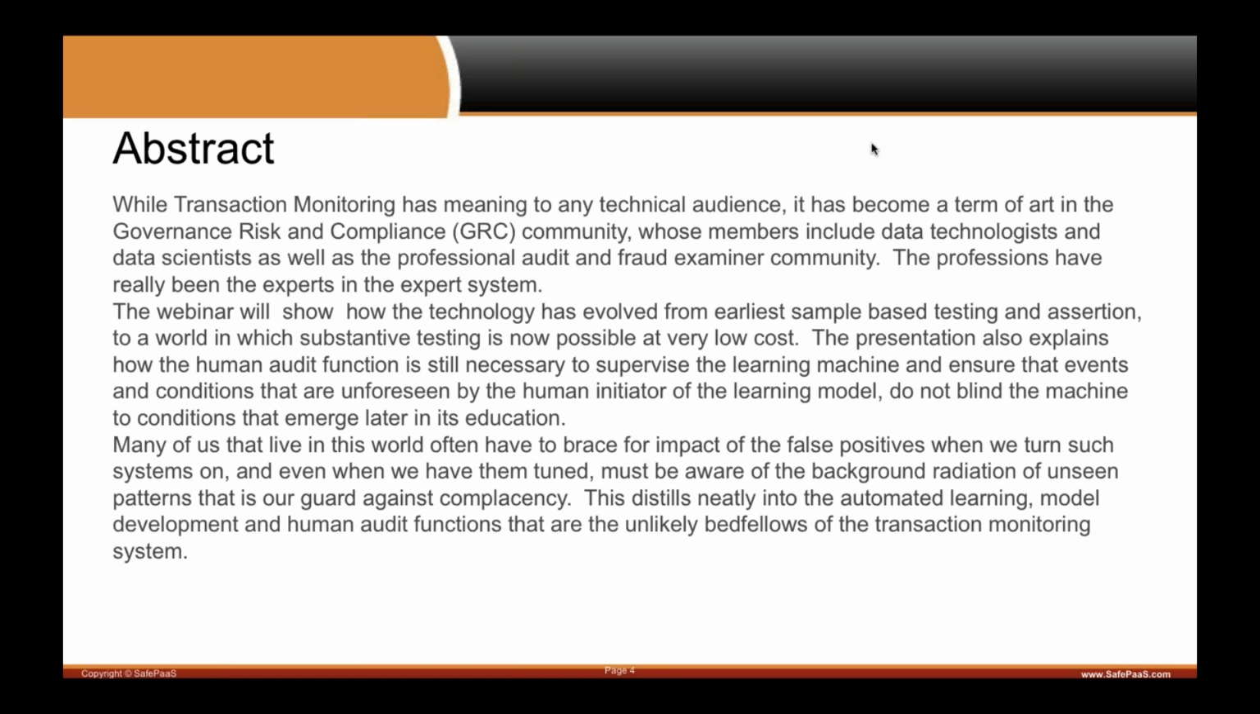And this really distills neatly into having an automated learning system, the model development that is really the initiator of the deep learning capability, and then the human audit function to make sure that even as this thing is working automatically, we don't blind ourselves to patterns that might emerge late in the learning cycle. So these are the unlikely bedfellows in a modern transaction monitoring system. Next slide, please.